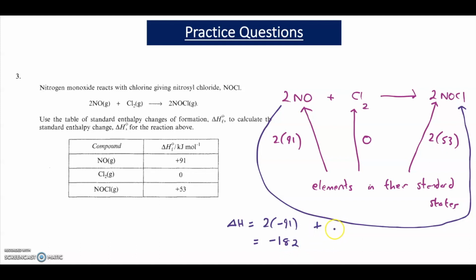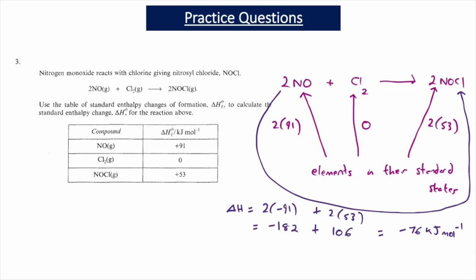And then I need to add it to my value to form 2 moles of NaCl, which will be 2 lots of 53. And I don't have to change any signs there because the arrow is in the direction I want to go. So it'll be minus 182 plus 106, which will give me a final value equal to minus 76 kilojoules per mole. And as the value is negative for delta H, it is an exothermic reaction.